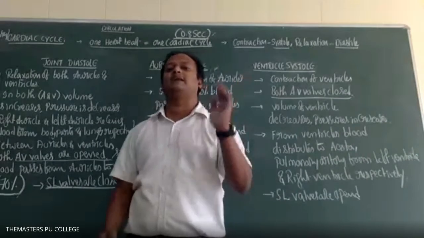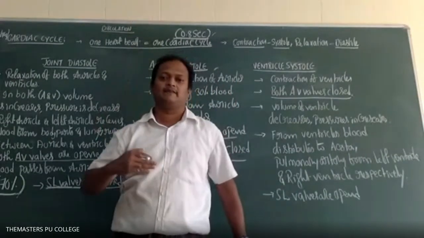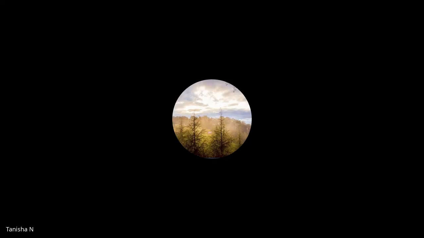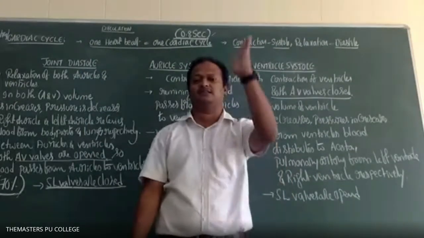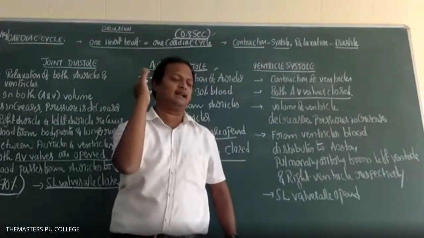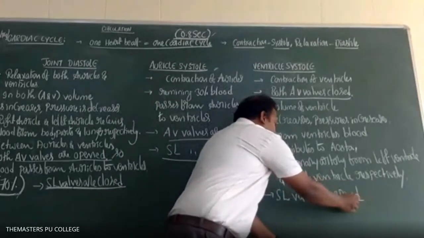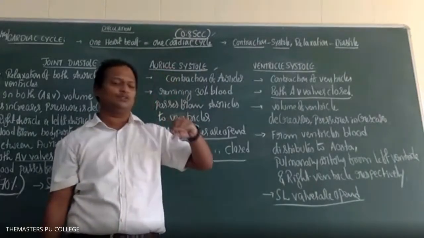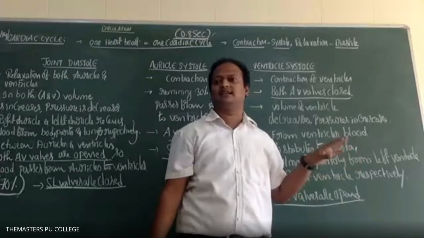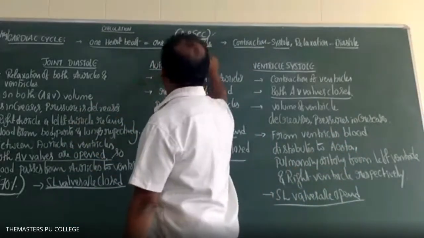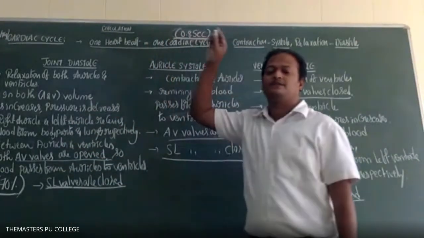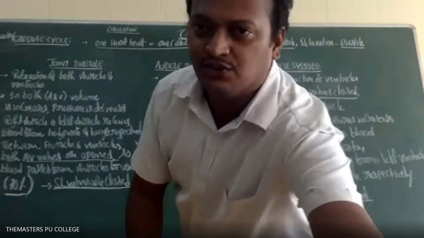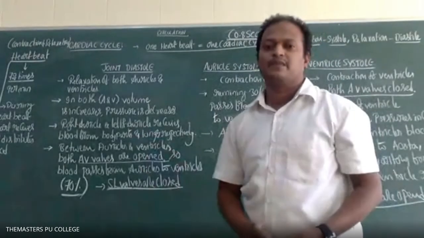From the left ventricle, blood passes to where, students? Systemic aorta. From the right ventricle, blood passes to the pulmonary artery. And in this, which valves are open? SL valves. Blood is passing only through the SL valves, so only SL valves are open. Is it clear? What is the duration of one cardiac cycle? 0.8 seconds. One cardiac cycle equals one heartbeat.